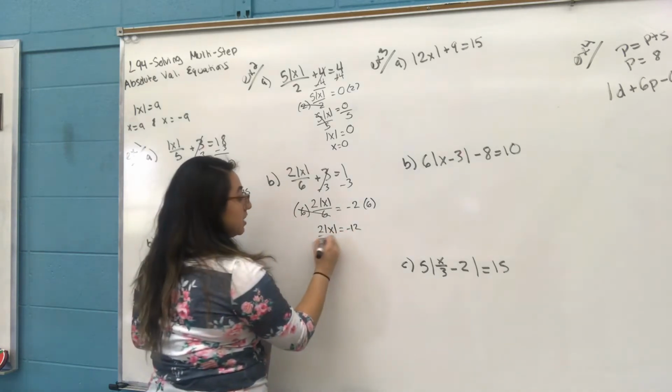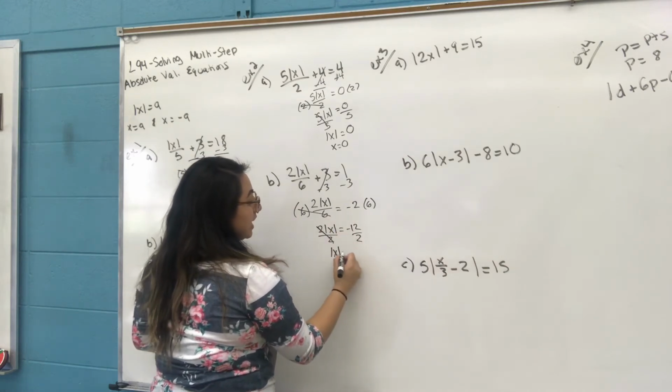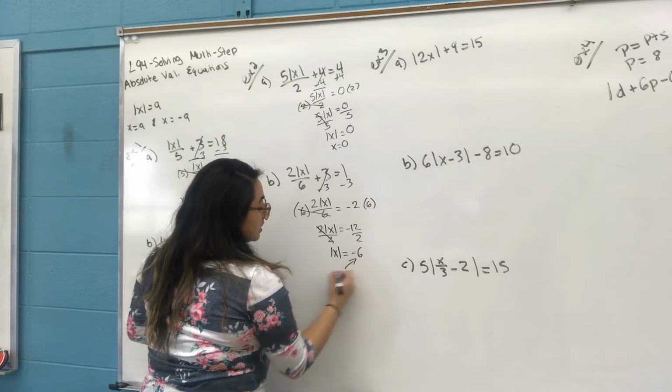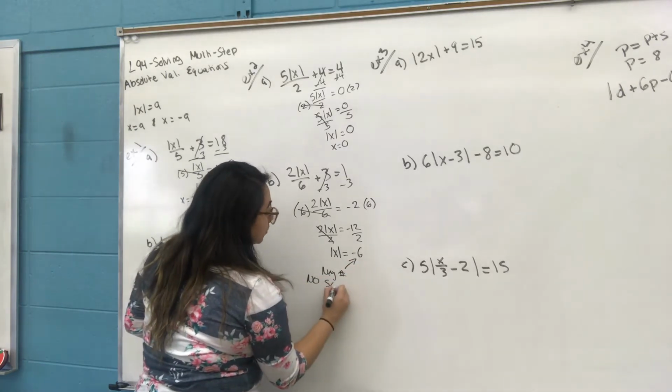Get the bracket by itself. Divide both sides by 2. Now you have the absolute value of x is equal to -6. So since this is a negative number, there is no solution.